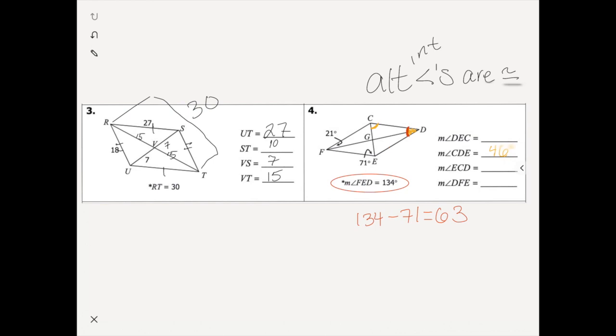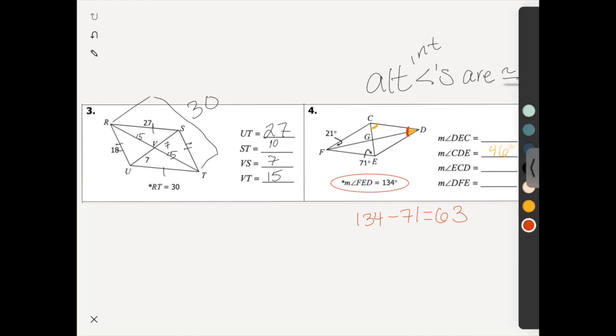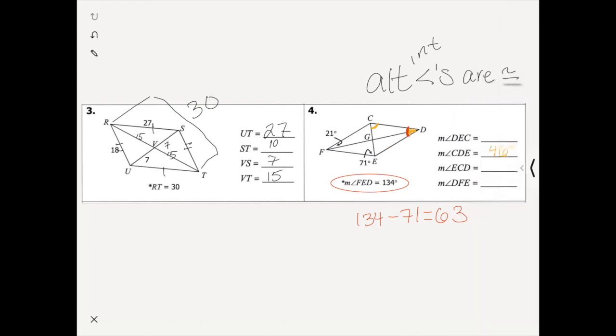So this is 60. This is 63, 46. And we need to find the measure of angle ECD, which is right here. We can see that there are alternate interior angles, and alternate interior angles are congruent. So if this is 71 degrees, that means this one is also 71 degrees.